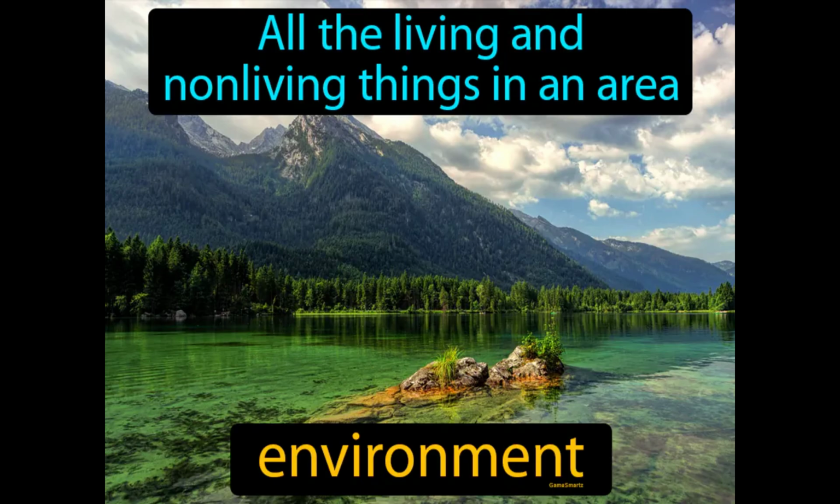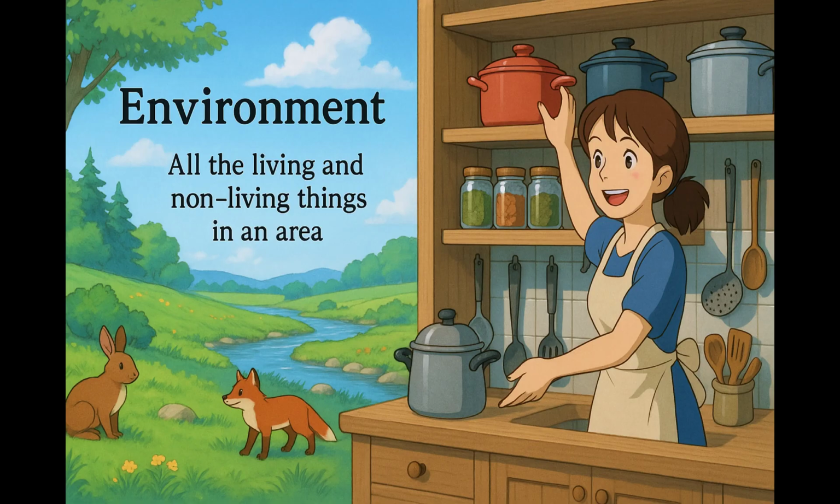All the living and non-living things in an area. Environment. The environment is everything around us, including both living things like plants and animals and non-living things like air and water. Imagine trying to organize your kitchen, where you have to find the right place for pots, pans, spices, and utensils, all while ensuring there's enough space for everything to function smoothly.